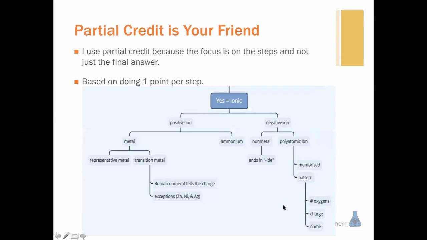I'm trying to be generous at first, and then I get a little bit tighter and tighter with my grading as I go along. As I expect their mastery to increase, I'm counting fewer and fewer things. So that by the time we get to the final test, to me, most ionic things are 2 points. Did you get the positive ion right? Did you get the negative ion right? And that's it. And so it just gets a little more strict as I go along.